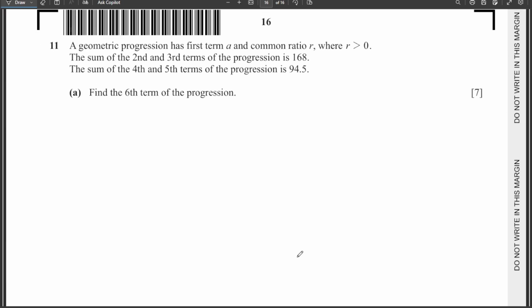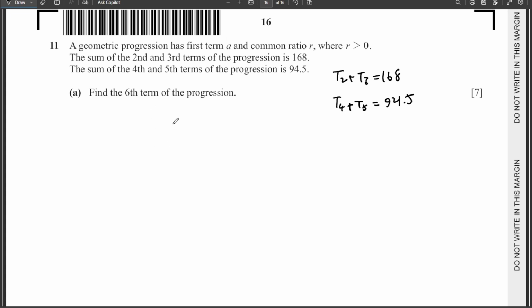Okay, last question. A geometric progression has first term A and common ratio R, where R is greater than 0. The sum of the second and third terms is 168. So T2 plus T3 is 168. The sum of the fourth and fifth terms is 94.5. Find the sixth term of the progression.